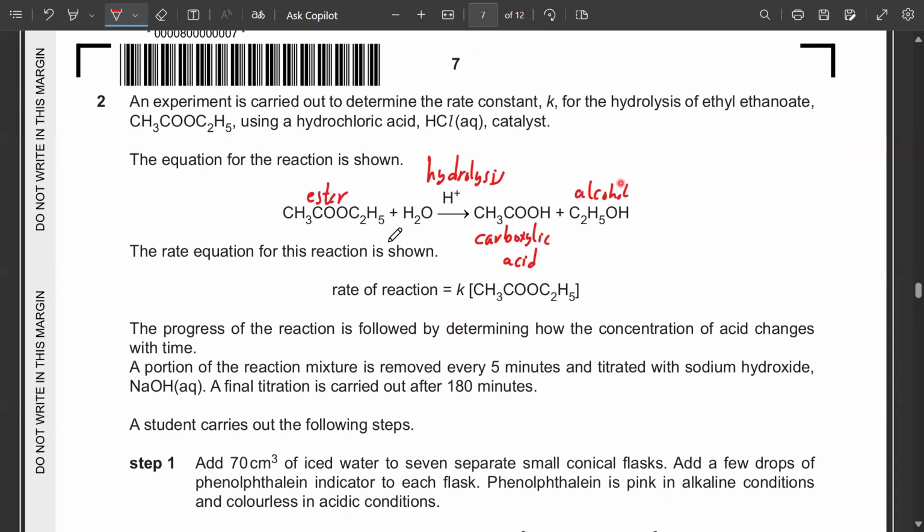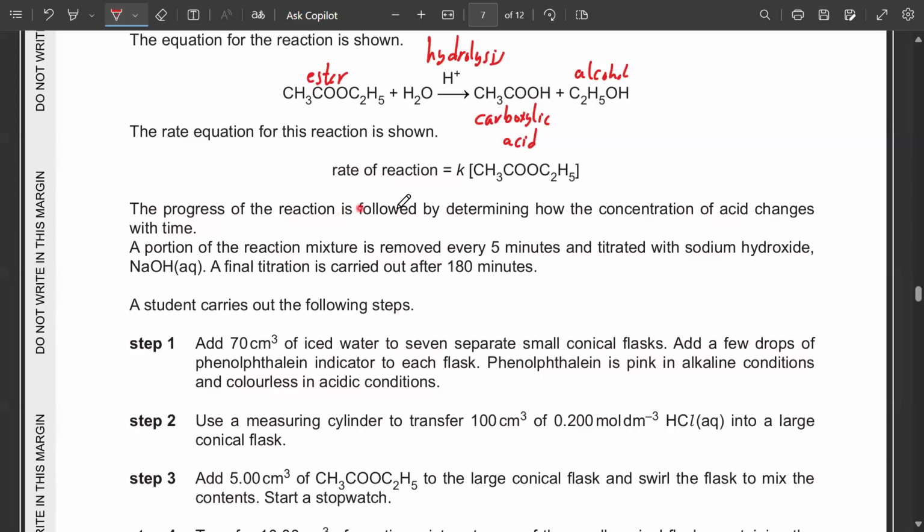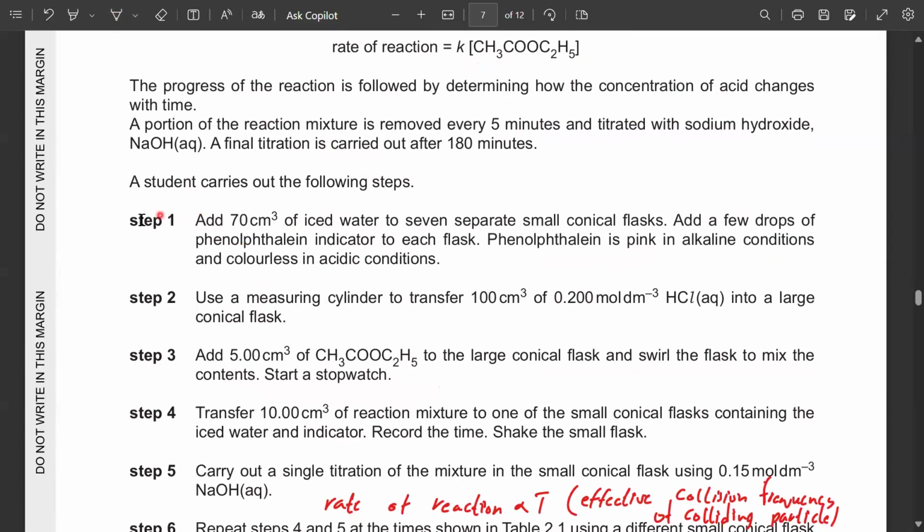Now, the progress of the reaction is monitored by checking how the concentration of acid changes with time. A portion of the reaction mixture is removed every 5 minutes and titrated with sodium hydroxide. A final titration is carried out after 180 minutes. Step 1 says add 70 cm³ ice water to seven separate small conical flasks, with a few drops of phenolphthalein.